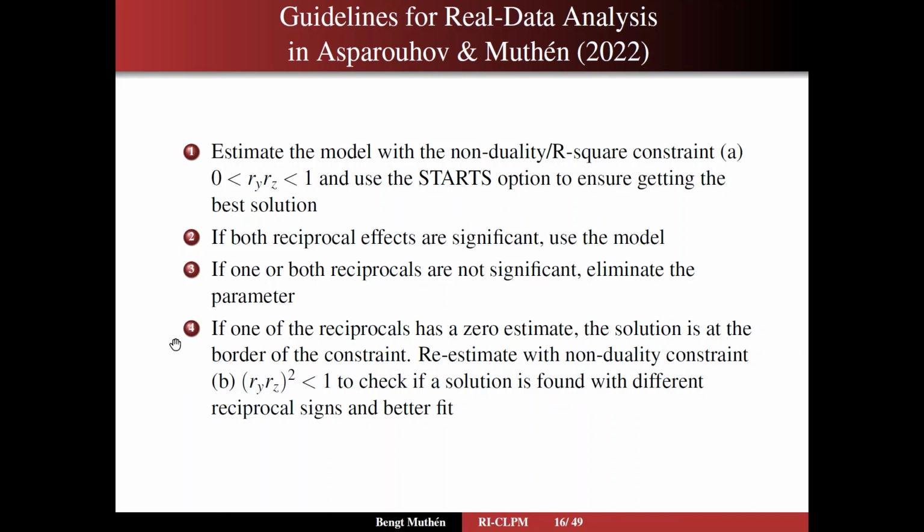And also a little technical, step 4 here, if one of the reciprocals has a 0 estimate, the solution is at the border of the constraint, then the product is 0. You can re-estimate the model with the non-duality constraint B only to check if a solution is found with different reciprocal signs and better fit. More on that in the paper. So those are some of the more technical aspects of the analysis discussed in this paper, the technical part.